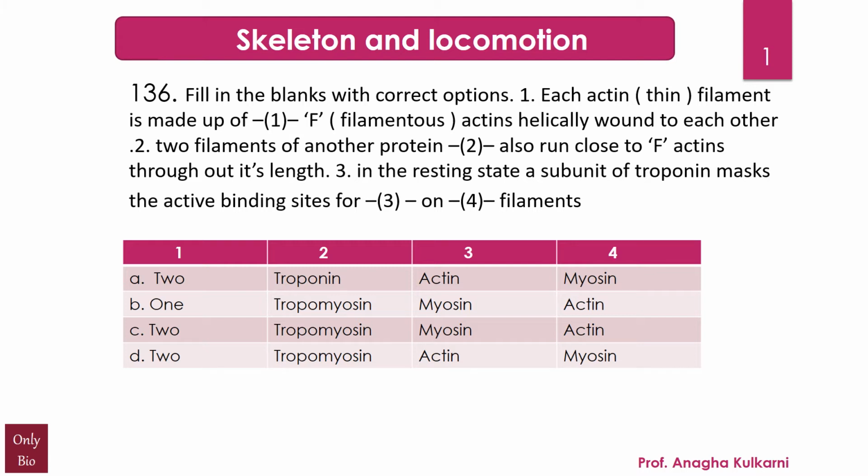The answer is C. That is, each actin, that is thin filament, is made up of two filamentous actins which are helically wound to each other. Two filaments of another protein, tropomyosin, also run close to the F actins throughout its length. Third statement is, in the resting state, a subunit of troponin masks the active binding sites for myosin on actin filaments. Hope this is clear to you.